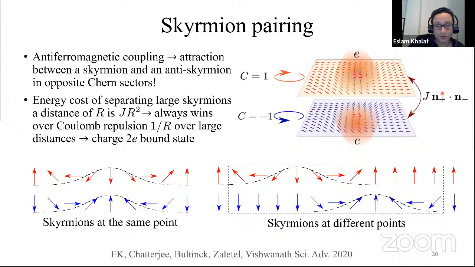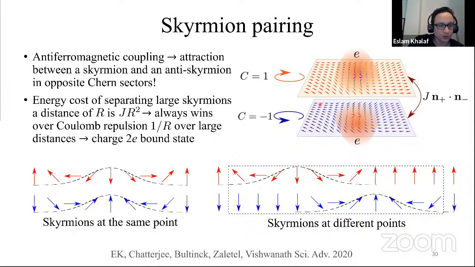On the other hand, once you start displacing the skyrmions from each other, you get a large region of space where these spins are not exactly anti-aligned. As a result, particularly if you think of large skyrmions, this will give you an energy cost that grows as J times the separation between the skyrmions squared. So it grows very rapidly with the distance between skyrmions. And notice that this contribution will always win over the Coulomb repulsion between the skyrmions, because they still have similar charge, so there would be a 1/r Coulomb repulsion.